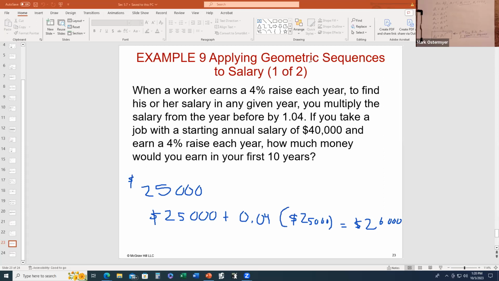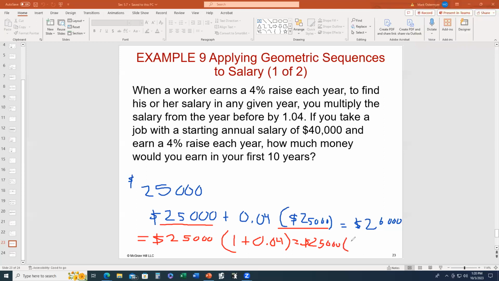Well, check this out. Do you agree that between both these terms there is a common factor of 25,000? So we can factor the 25,000 out of both terms. And when I do so, I'll leave behind 1 plus 0.04. Now what's 1 plus 0.04? 1.04. So to multiply a number by 1.04 means that number is going to grow by 4%. That's what I wanted to illustrate.